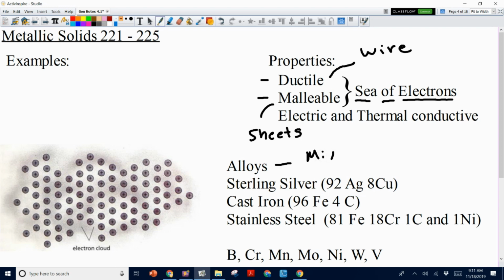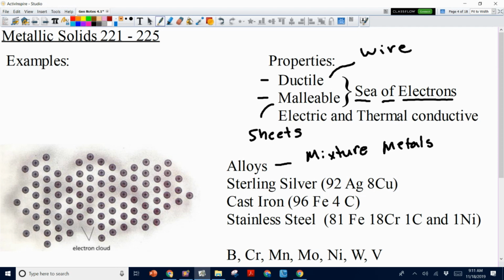So an alloy is a mixture of metals. And when we start mixing metals together, different kinds of metals, it tends to start hardening the metal up because the electrons start dispersing around more and being spread around more. So, for example, sterling silver is 92% silver and then 8% copper. That's how we get sterling silver.